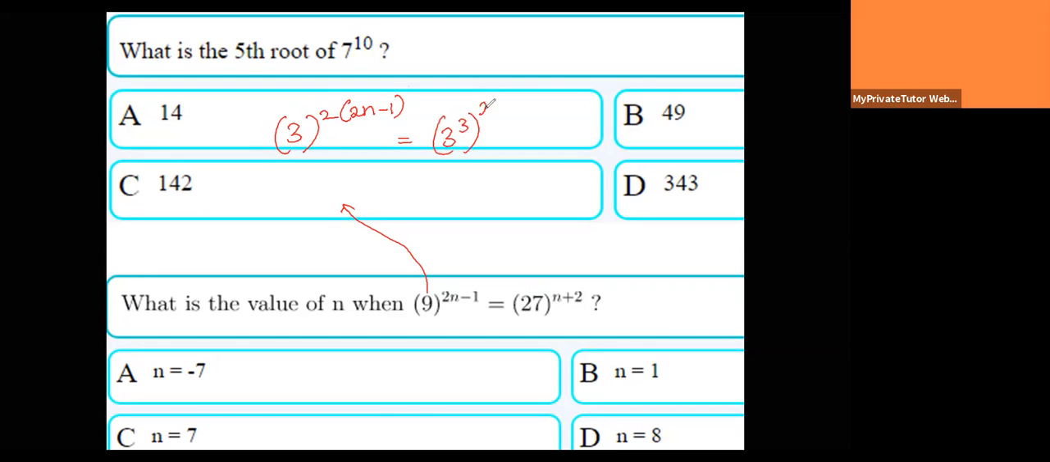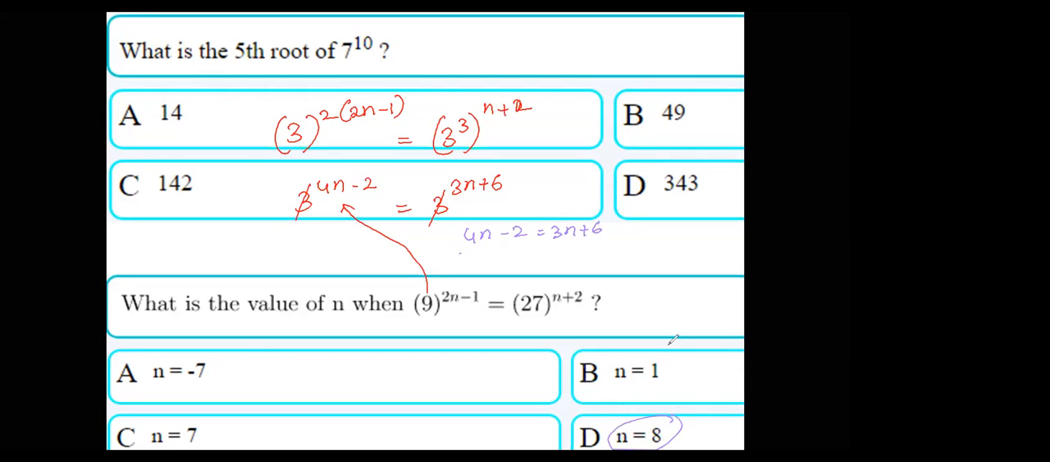Then n plus 1 at the top, n plus 2 at the top. Then simplify. 3 power 4n minus 2 equals 3 power 3n plus 6. Then get rid of the bases. 3 cancels out, the same bases. And then we just need to solve this equation. Okay, let me check. I think 8 is the answer. You said the same? Yes, sir. Okay, good.